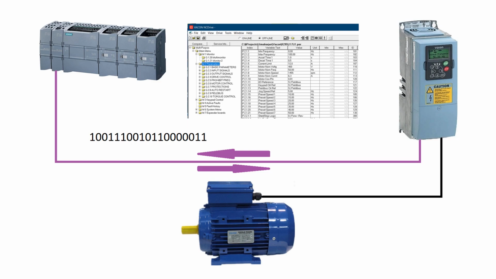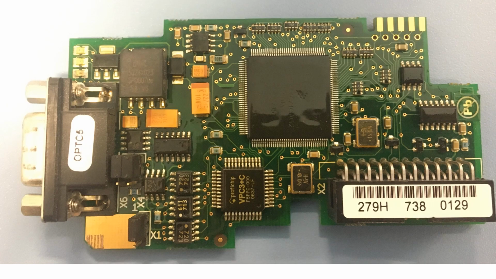Let's take a quick look at the Vacon PROFIBUS cards. For Vacon NXS series VFDs there are two PROFIBUS cards, OPTC3 and OPTC5. The only difference between these two cards is a PROFIBUS connector. Let's have a closer look at the OPTC5 PROFIBUS card.